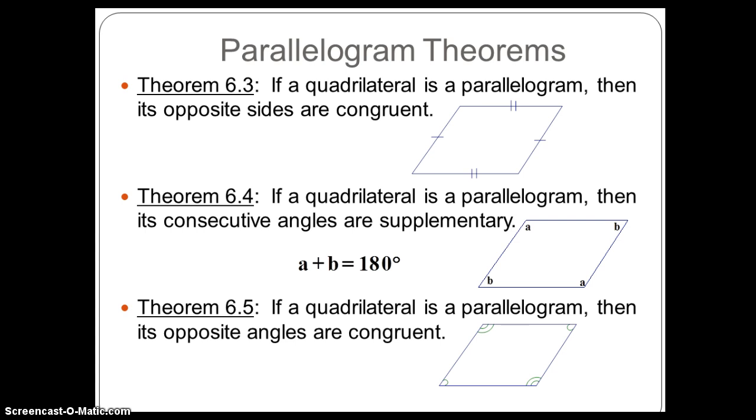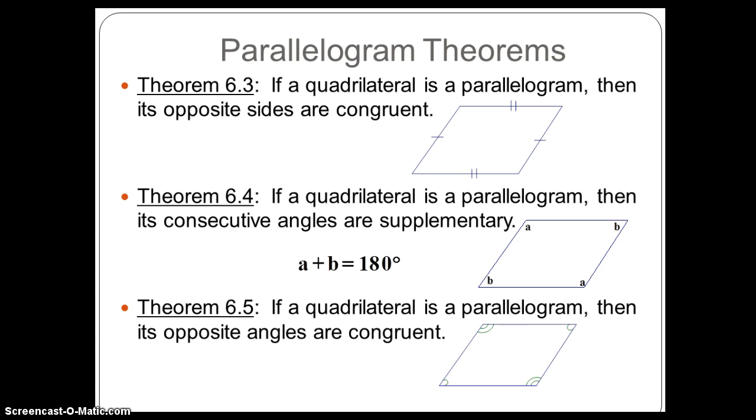There are a couple parallelogram theorems we need to know, and these theorems tell us more about parallelograms. So the first one, theorem 6.3, says if a quadrilateral is a parallelogram, then its opposite sides are congruent. So now we know that the opposite sides are parallel and congruent.